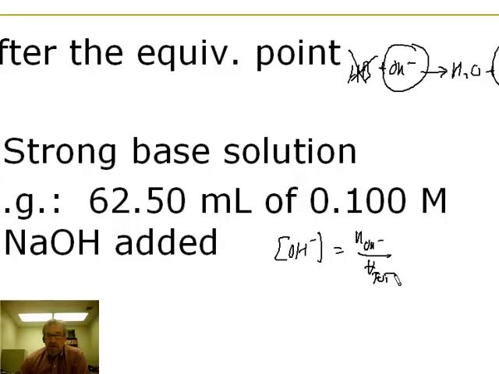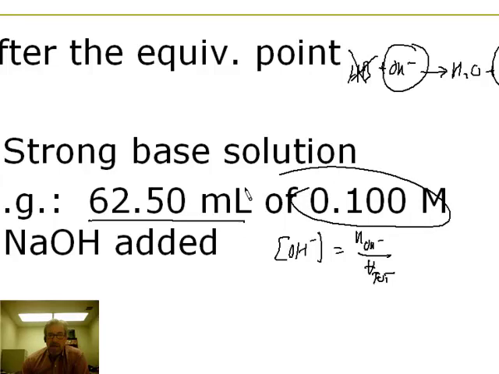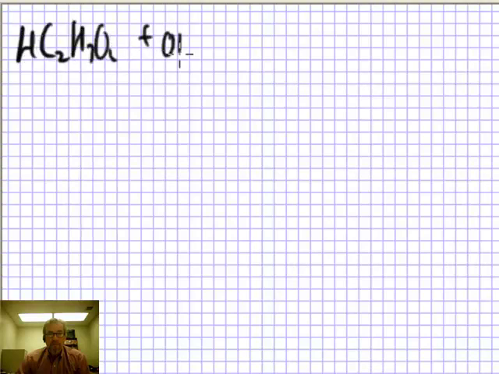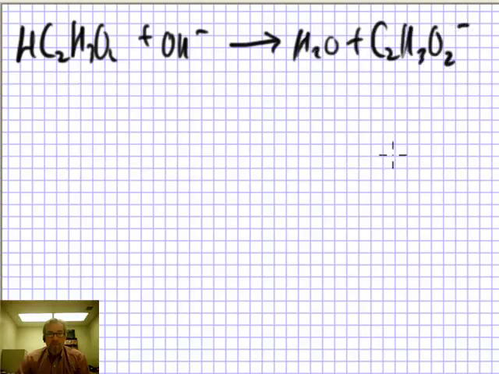So in our example problem, beyond the equivalence point, we now have added 62.50 milliliters of our 0.10 molar NaOH to the original 25 milliliters of acid. What's going to be the pH here? Well, we had acetic acid reacting with hydroxide ion, producing water and acetate. Initially, we had 2.50 millimoles of acetic acid.